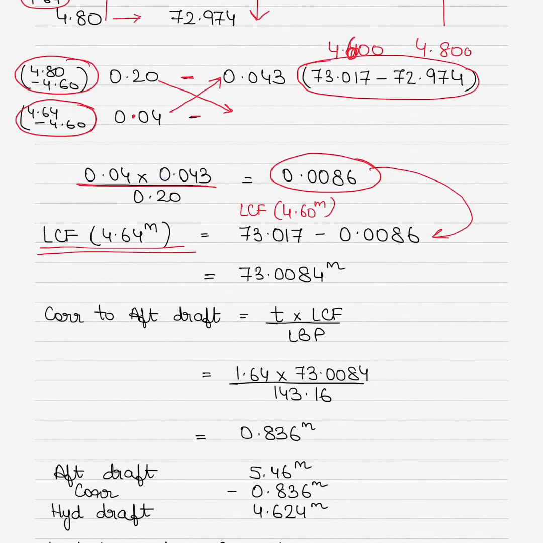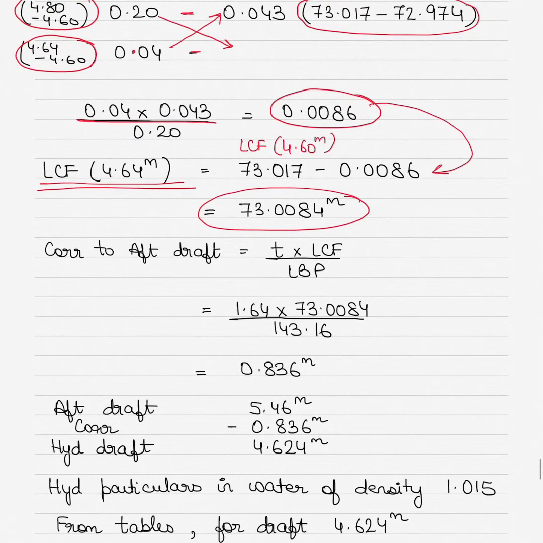Because the LCF for 4.64 should be less than what it was for 4.6, as I can see the draft is increasing and the LCF value is going down. So the LCF value we get for a mean draft of 4.64 is 73.0084. Now using this LCF value, the trim that we calculated before, and the length between perpendiculars in the denominator, I can find out the correction that I can apply to the aft draft to get my hydrostatic draft. The trim I calculated above, I showed you already, it was 1.64. The LCF I have just calculated.